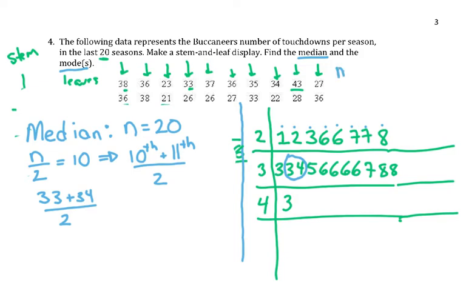And so the median is 33.5. And in the mode, remember what the mode means: most often. Well, look at that. There's how many of those? There's 4 36s. So I bet that's the mode. And we are done.